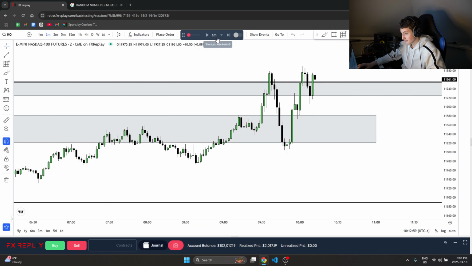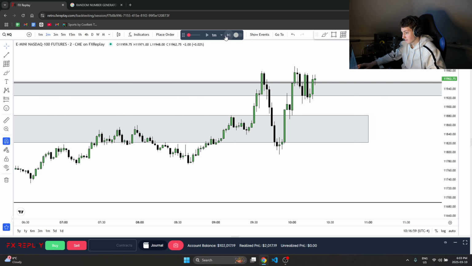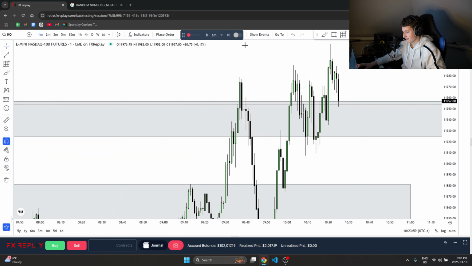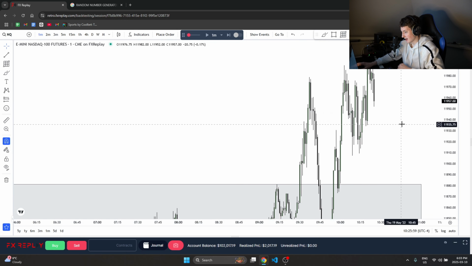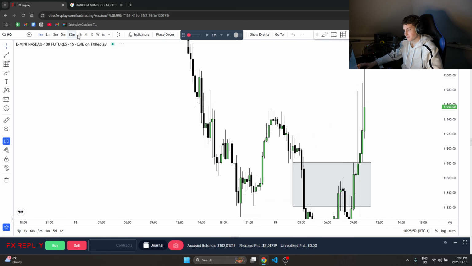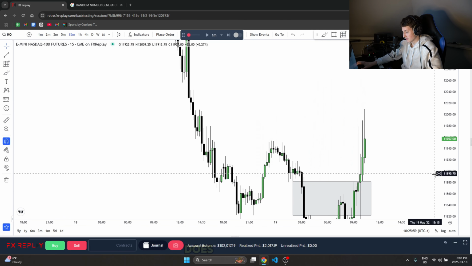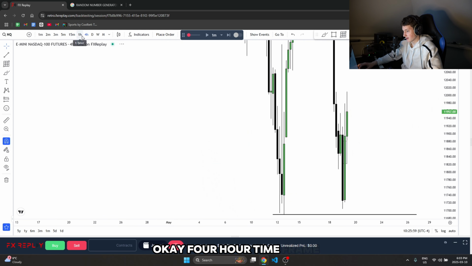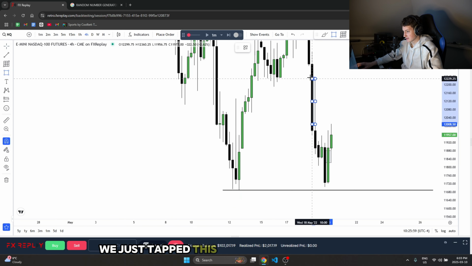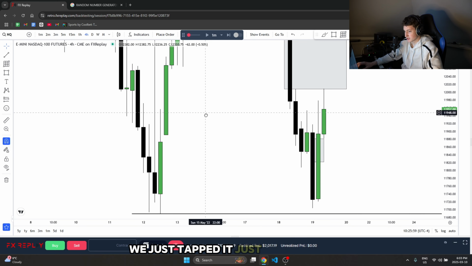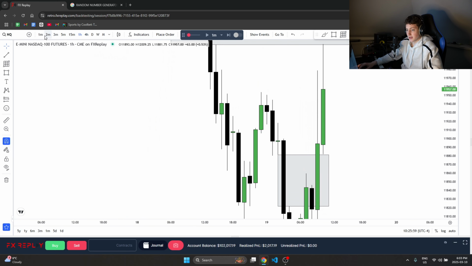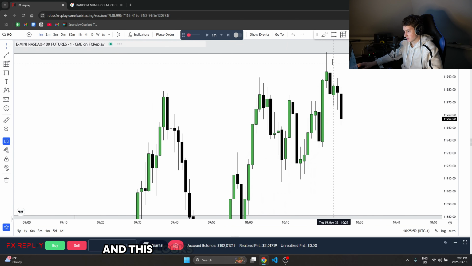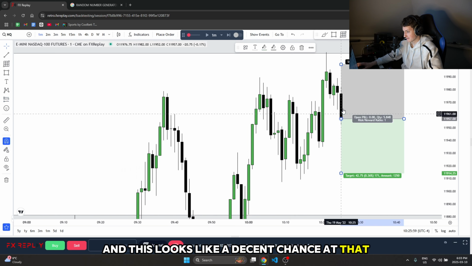2-minute. Interesting. 10:21. So that's interesting right there. I kind of like what's happening here. Those equal highs. Nope, we swept it. Okay, 4-hour time frame. We just tapped this 4-hour gap right here. We just tapped it, just barely, right? And we have a reason to go lower. And this looks like a decent chance at that.